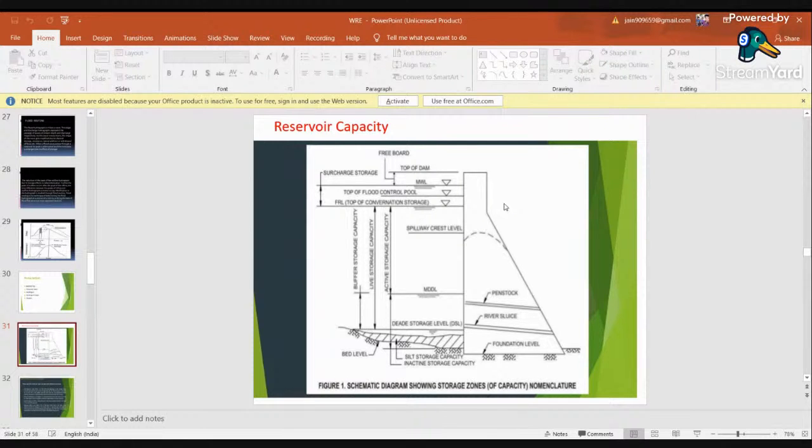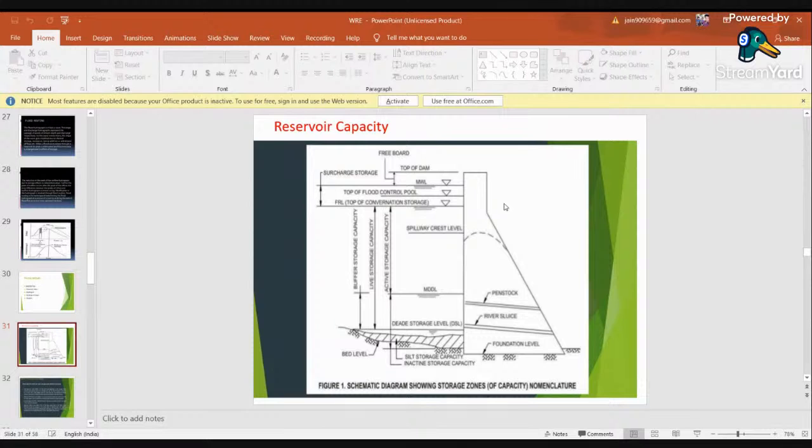Then there is a conservation storage capacity, which is the reservoir capacity excluding the flood storage capacity. And at the end, there is a general capacity. General capacity means the conservation storage capacity, excluding the power storage capacity. At the end, there is a dead storage level. At the bottom you can see the dead storage level, DSL.